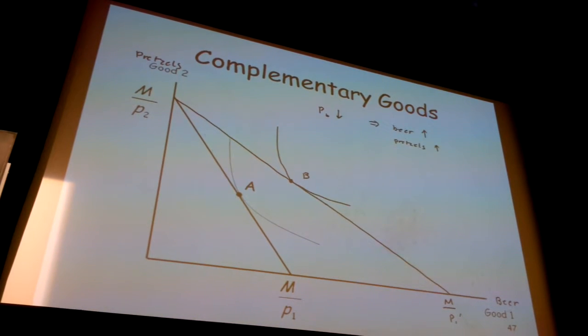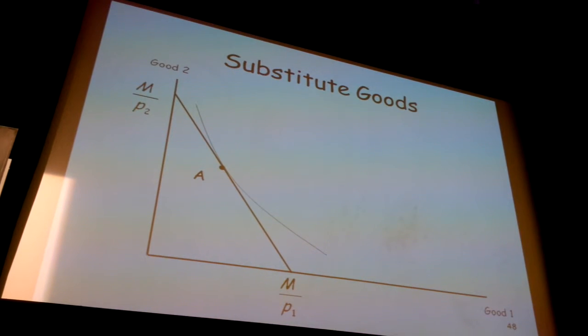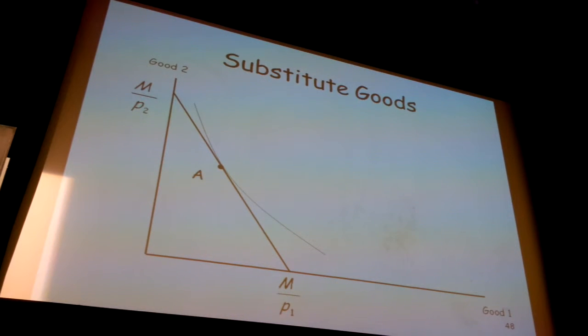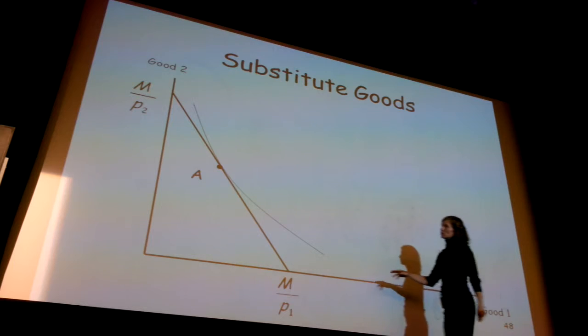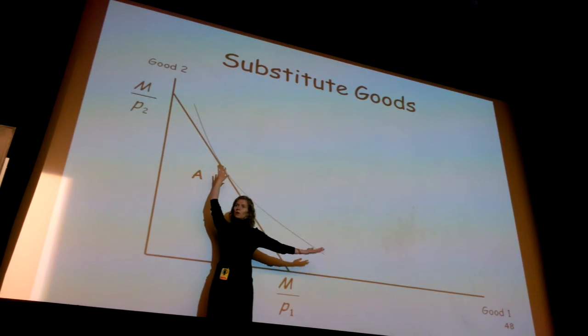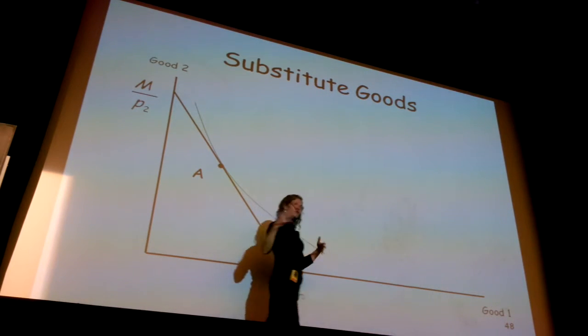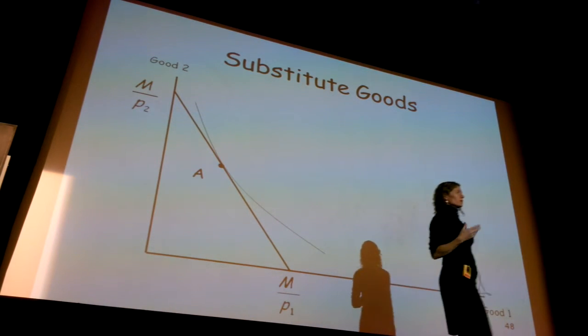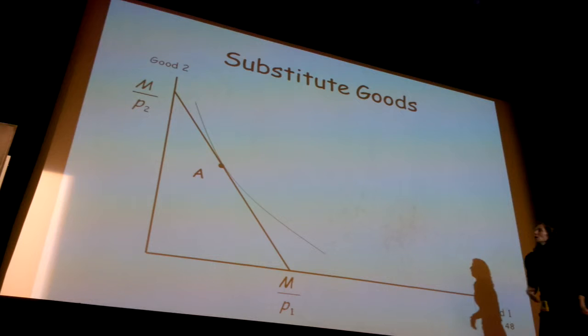So now I want to think about goods that are not perfect substitutes, but just substitute goods. And you can see that the indifference curve I've drawn here between these two goods is much wider. It's closer to a straight line than the one on the previous slide, because these goods are more substitutable than the other one.